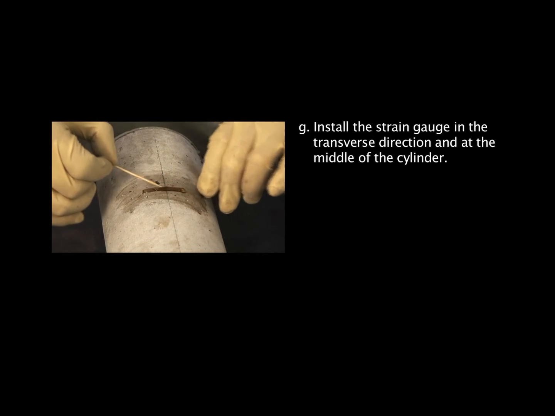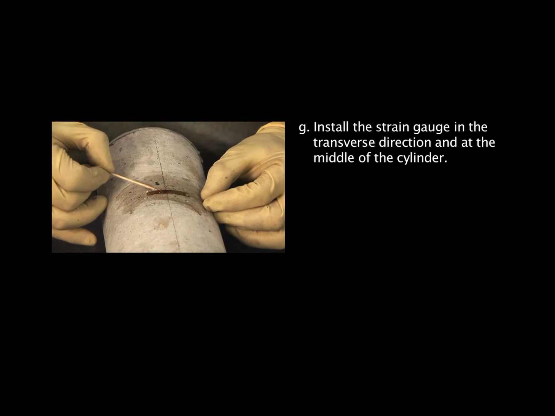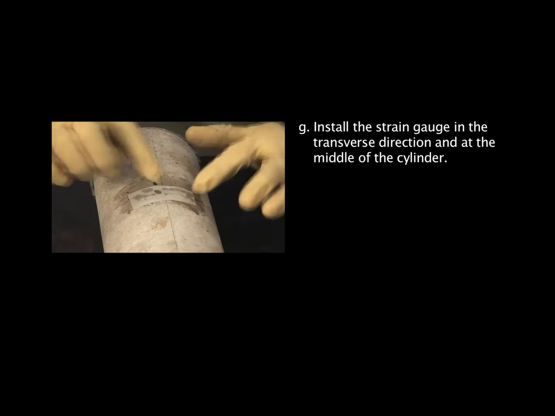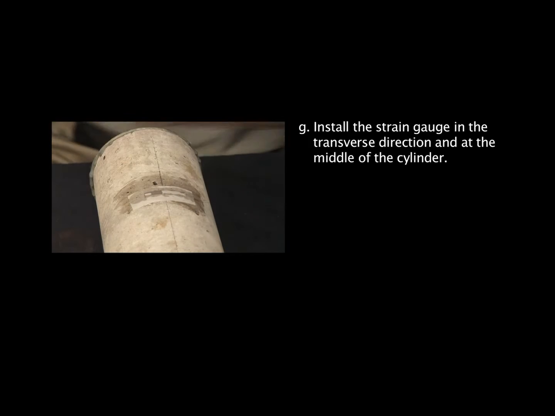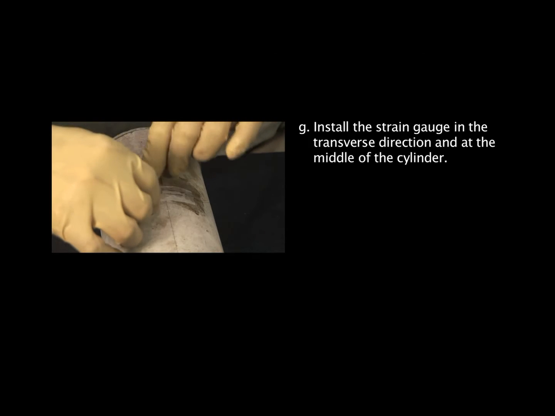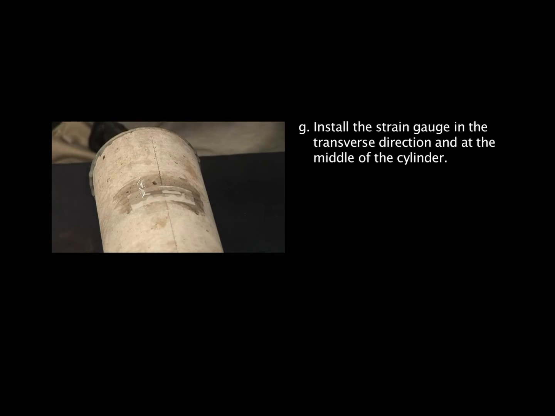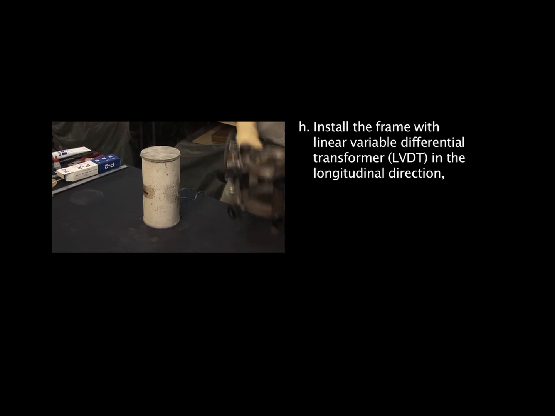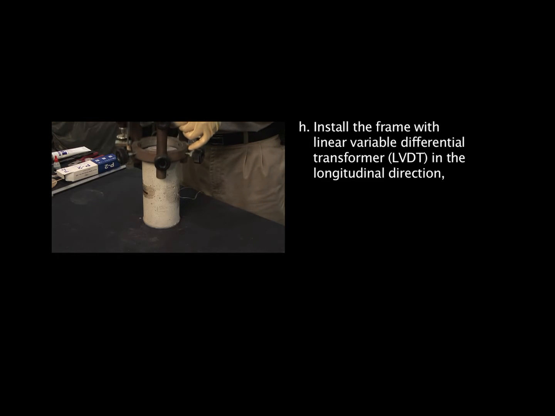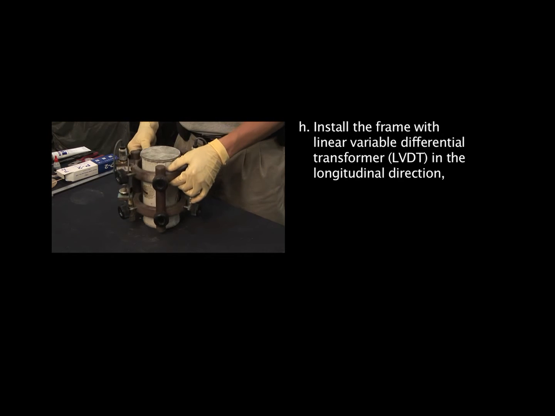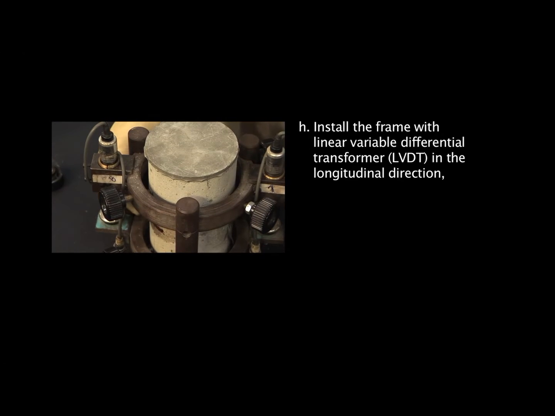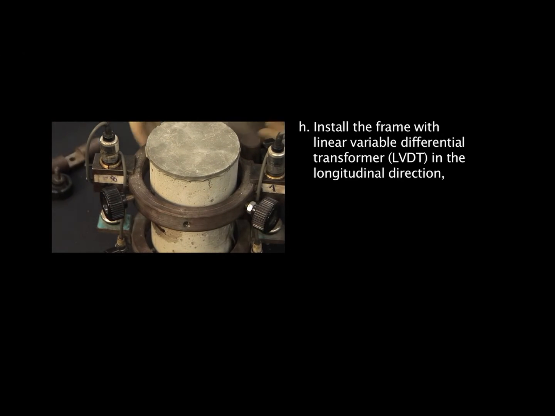G. Install the strain gauge in the transverse direction and at the middle of the cylinder. H. Install the frame with linear variable differential transformer (LVDT) in the longitudinal direction.